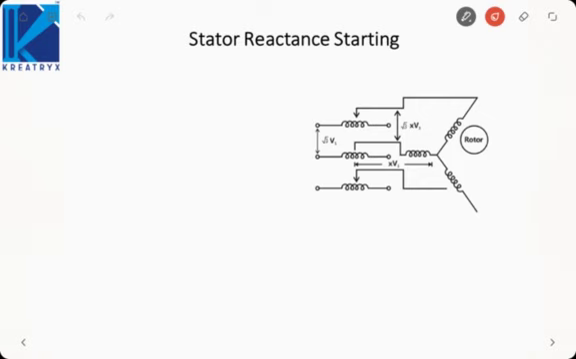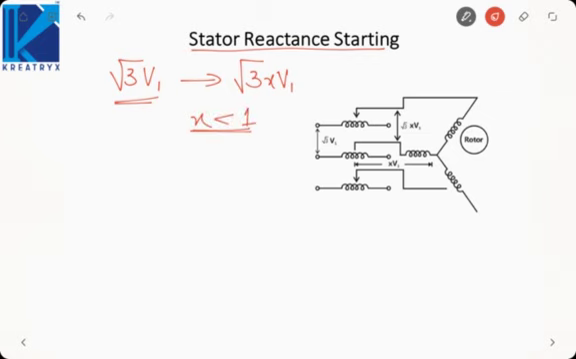Now we will move on to the reduced voltage starting, and we will compare the starting torque produced in case of direct online as compared to the reduced voltage. So the first method is stator reactance starting. Here I am using a potential divider. The line voltage is root 3 V1, but by using the potential divider I am making it root 3 x V1, where x will be less than 1. So I am reducing the voltage.